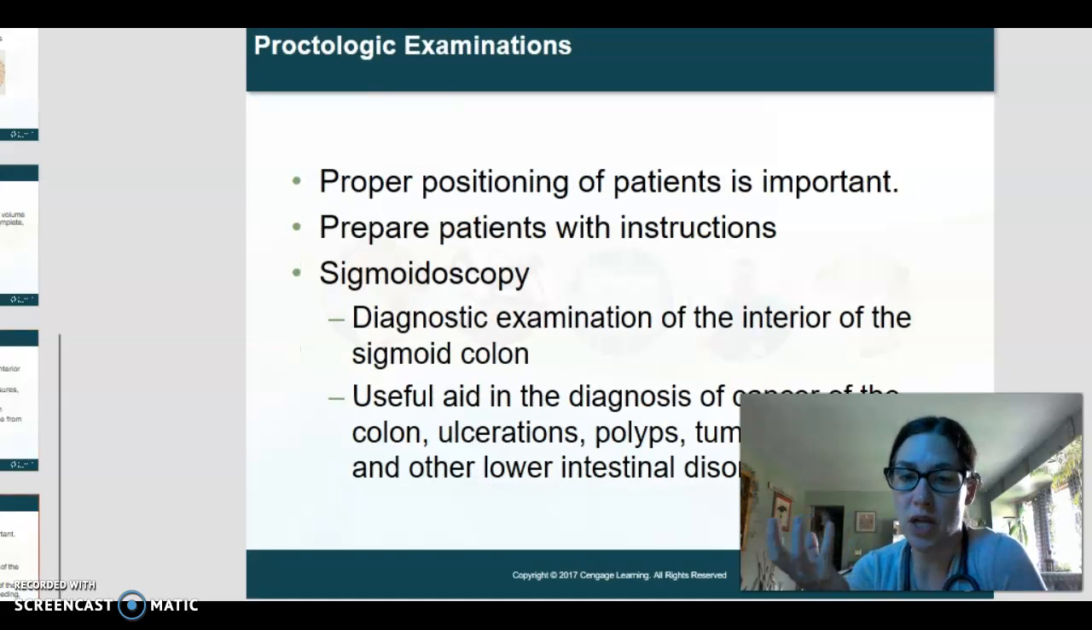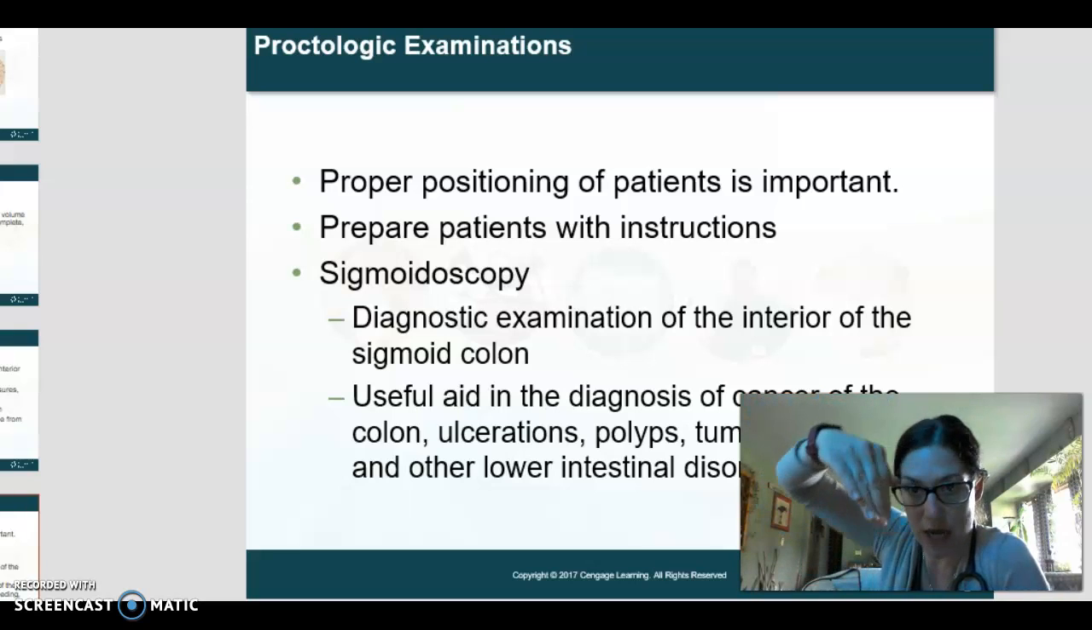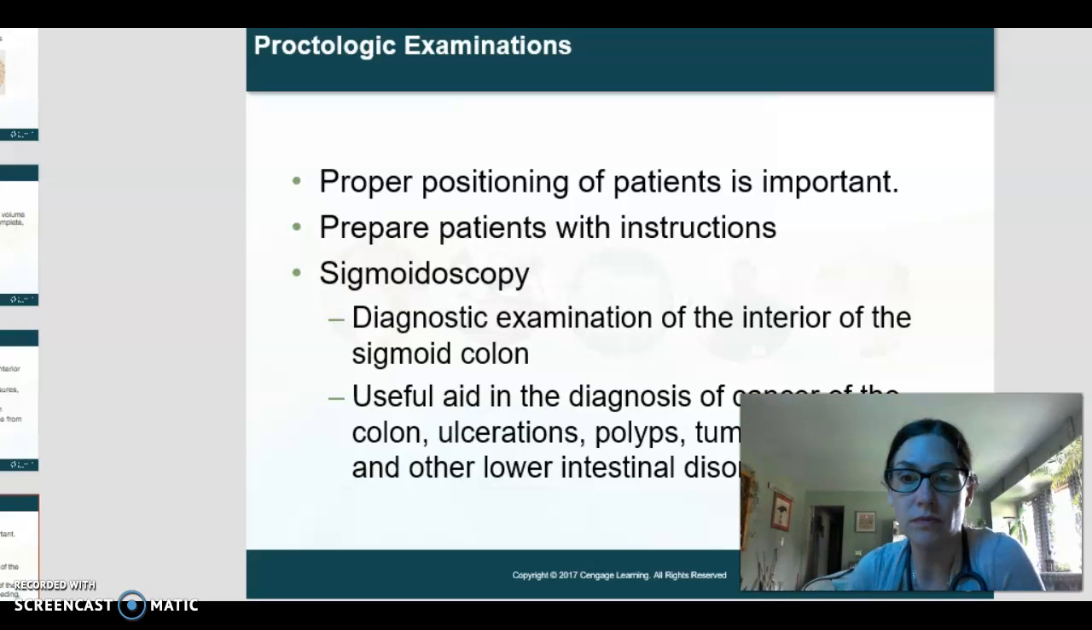So for the proctological examinations, proper positioning of patients is very important. You need to be able to prepare these patients with explicit instructions so they know what's going to happen. Imagine you're naked with a gown on and your dupa is up in the air on an exam table and your head's down. You're very vulnerable. So put yourself in your patient's shoes, okay? Think about how you would feel if you were the one having this performed on you, and then act accordingly, and you'll never go wrong.